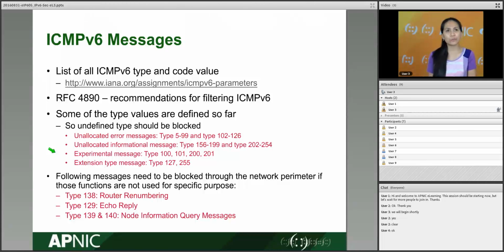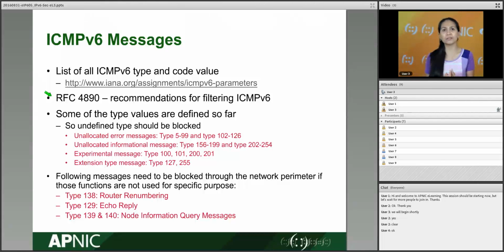Let's just look very quickly at some of the ICMPv6 messages and which ones should be allowed, which ones should not be allowed. In this link with IANA, you will find a list of all ICMPv6 types and their code values. Some of them are used, some of them are not, some of them have been allocated. So some have different purposes, right? And you will see that in RFC 4890, have a look at that. This is a good thing to read.